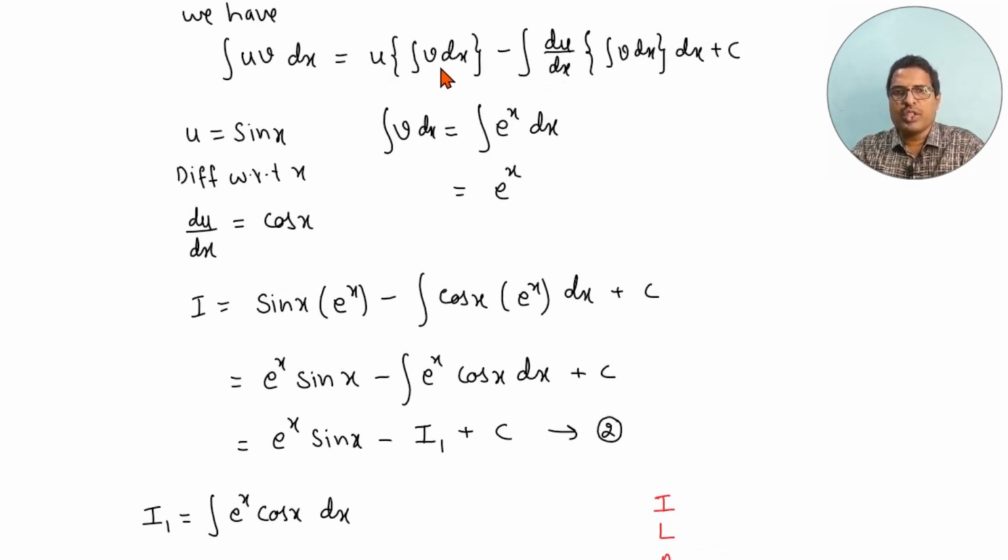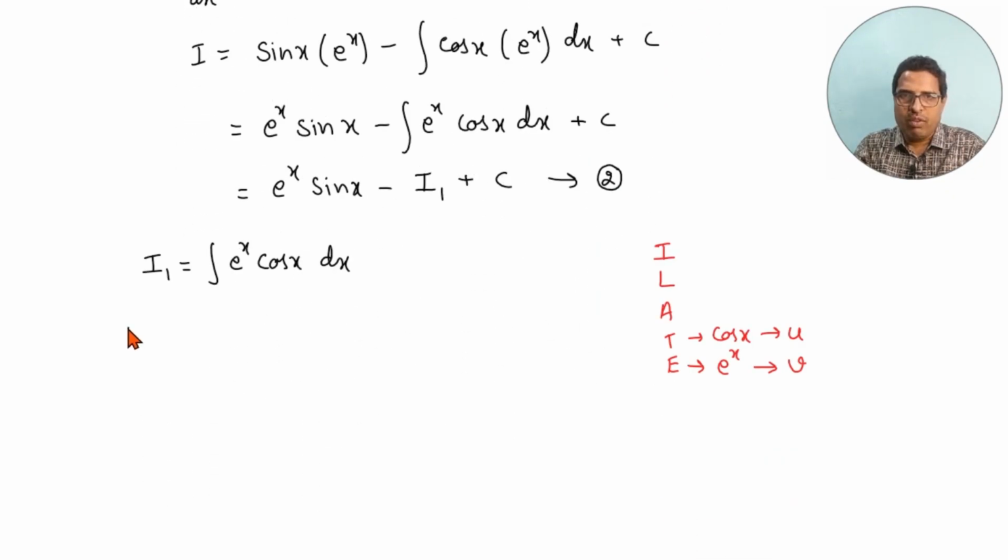So once again using the same formula, u times integration of v minus integration of differentiation of u times integration of v, plus the constant of integration c. We have u = cos x and v = e^x. So let us differentiate this u with respect to x.